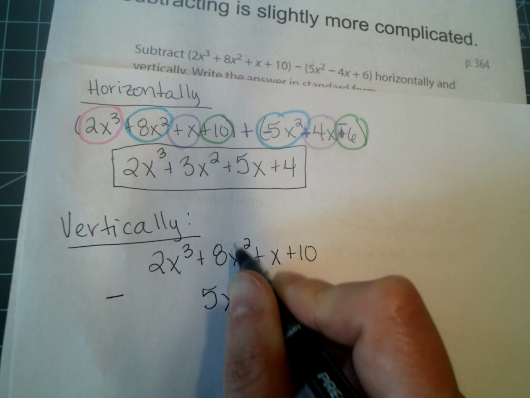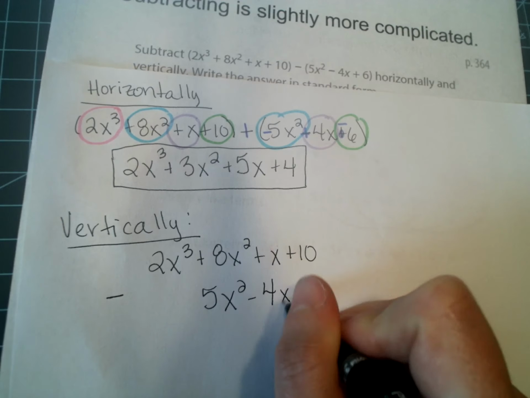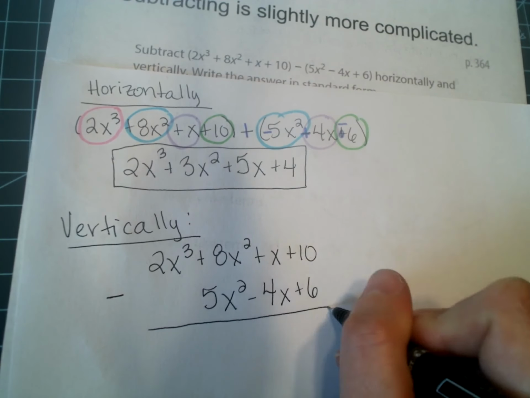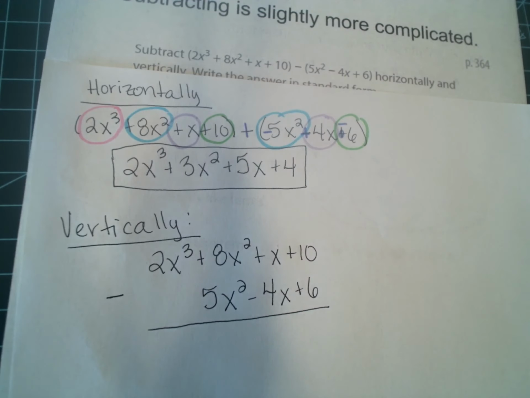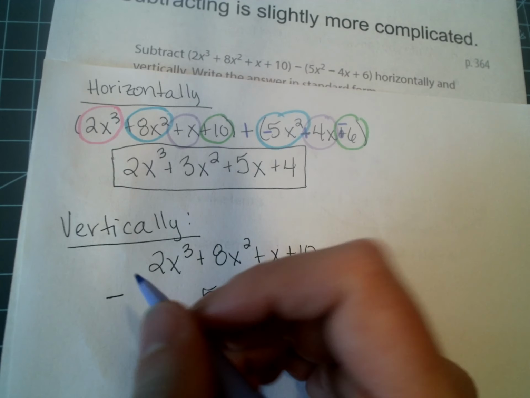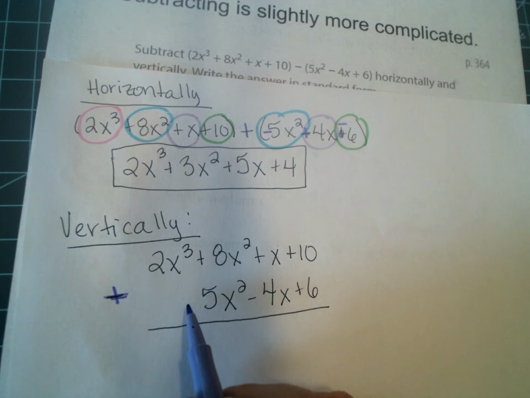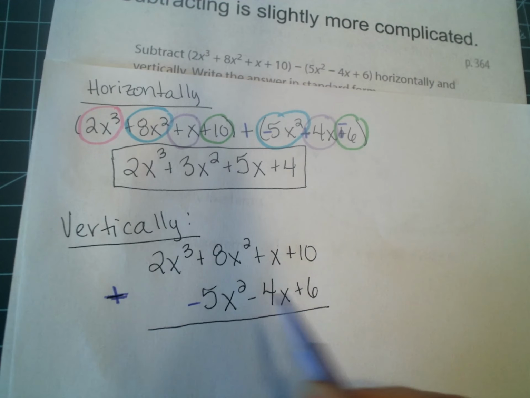And I'm going to do the same thing here. I'm going to change all of my signs. So I'm going to change the minus to a plus. I'll change the positive 5x squared to a negative 5x squared. This will become a plus sign, and this will become a minus sign. So now I can just combine the like terms. They're lined up right on top of each other.